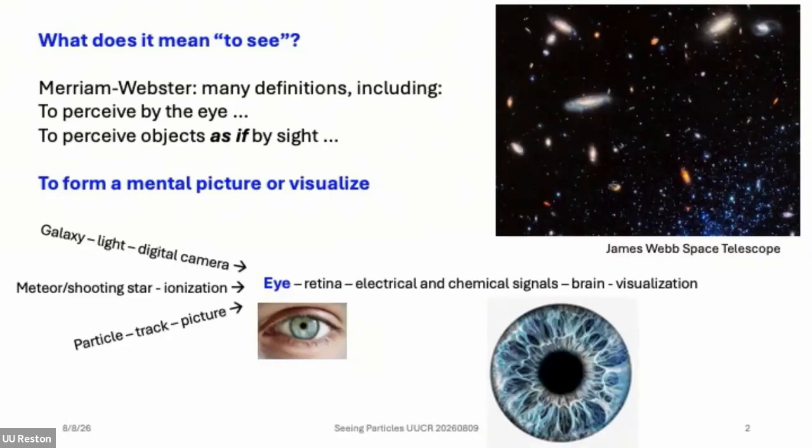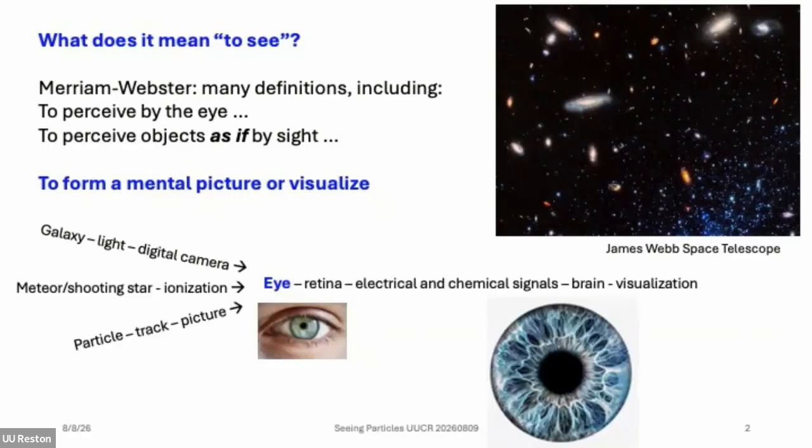Light comes from the galaxies, for example, from the Hubble Space Telescope or the James Webb Space Telescope. This is a picture on the right from the James Webb Space Telescope where you see distant galaxies, and you quite legitimately can say we can see them. Of course, the light then comes from far parts of the universe into a digital camera, and then we reconstruct images that we can actually see ourselves.